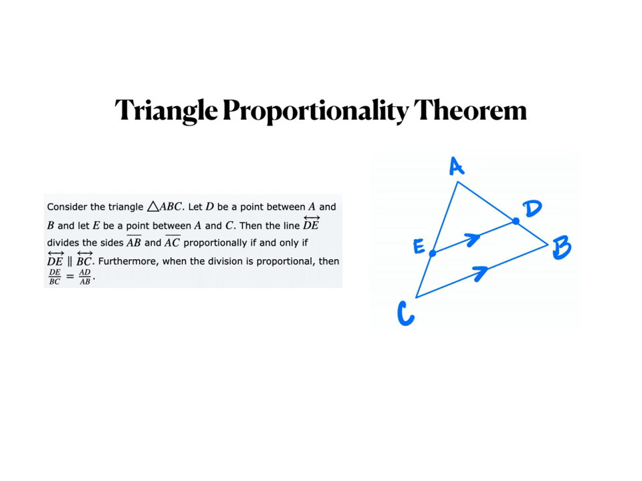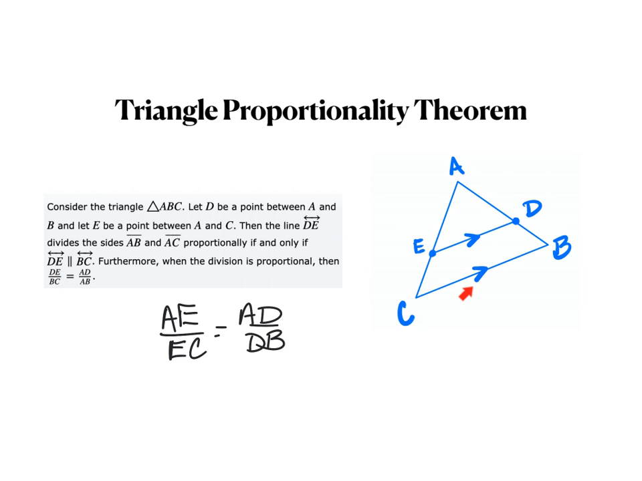And I could set up a proportion that says DE is to BC as AD is to AB. So it's really telling us two things. First, by saying that my segment divides those sides proportionally, it's saying that I could write a proportion that says AE over EC equals AD over DB. So top is to bottom as top is to bottom. But further, it tells us something about these segments as well.